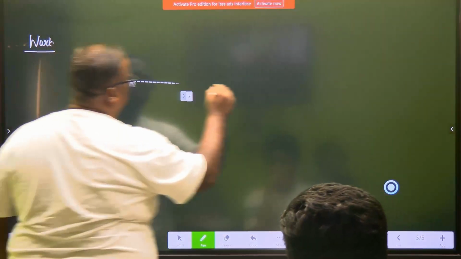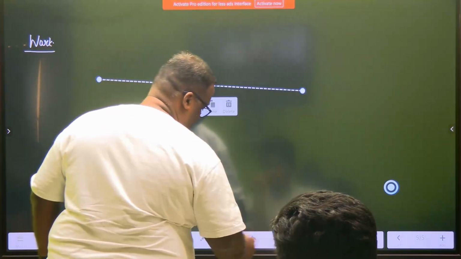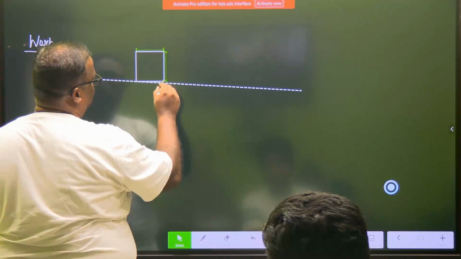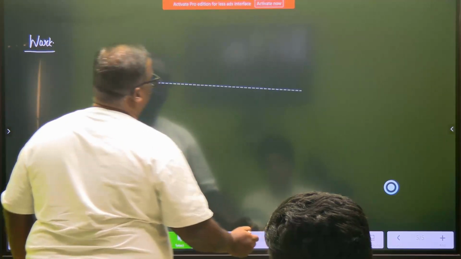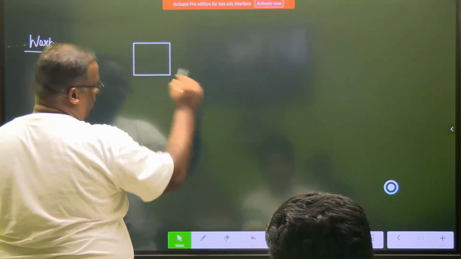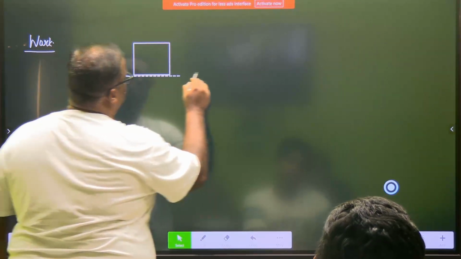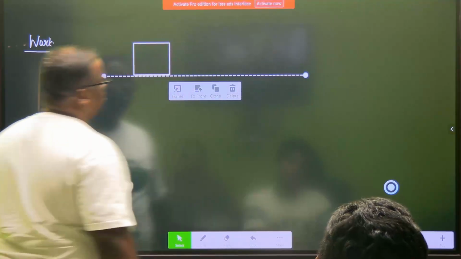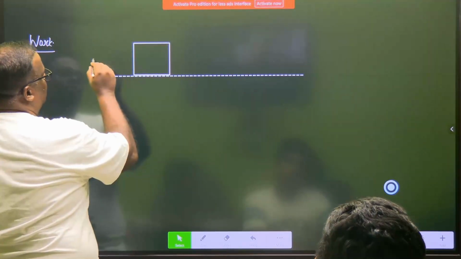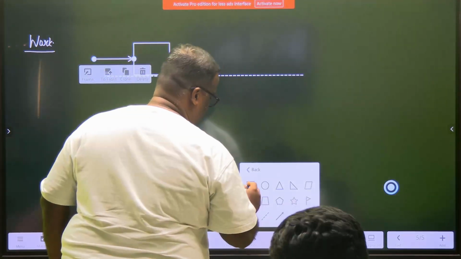So, in order to understand work, we first have to have a body. I don't know why my diagrams nowadays become all ulta. Okay, we have to have a body, and let's say this body is on a surface. This body is on a surface, and this body is acted upon by a force.